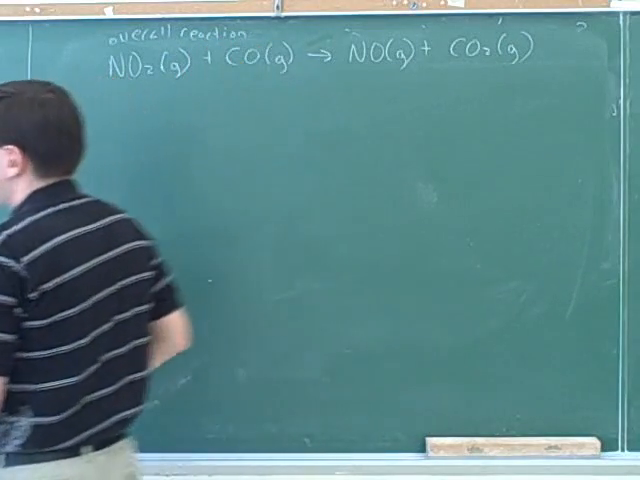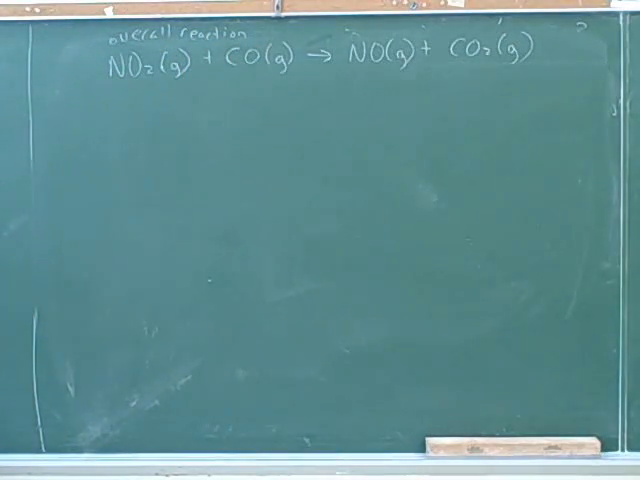So notice that from now on, whenever we write a chemical equation, we must label whether it's an elementary step or the overall reaction, because we're treating those quite differently. Well, I meant this to be an overall reaction. Nitrogen dioxide reacting with carbon monoxide.